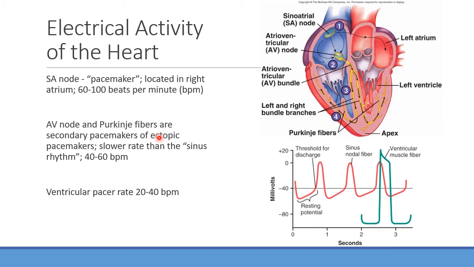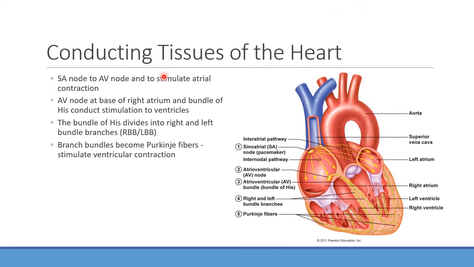I don't know. But anyway, just know that the SA node typically is the fastest. That's what's going to be setting the action potential for the rest of the heart, essentially, or setting the rate for the rest of the heart. Okay, so again, the SA node to AV node is going to be stimulating the atrial contraction.